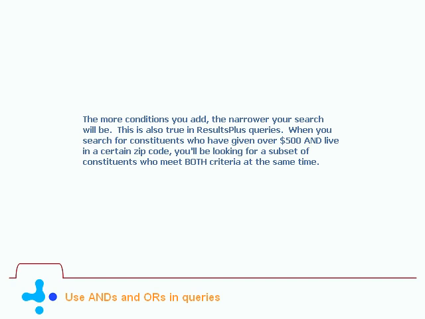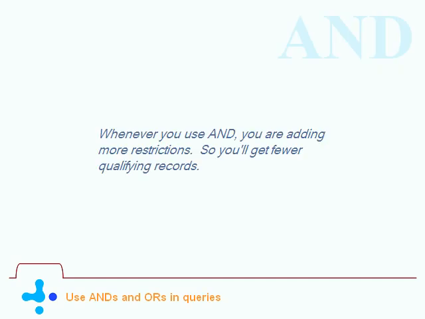This is also true in ResultsPlus queries. When you search for constituents who have given over $500 and live in a certain zip code, you'll be looking for a subset of constituents who meet both criteria at the same time. Whenever you use and, you are adding more restrictions, so you'll get fewer qualifying records.